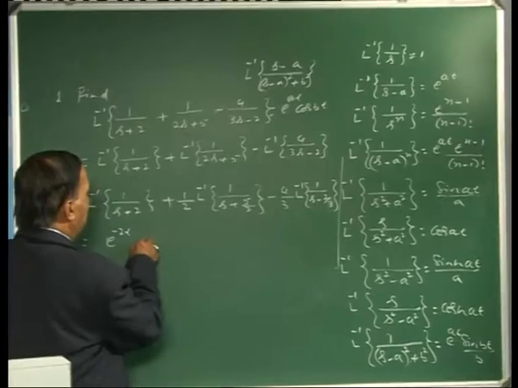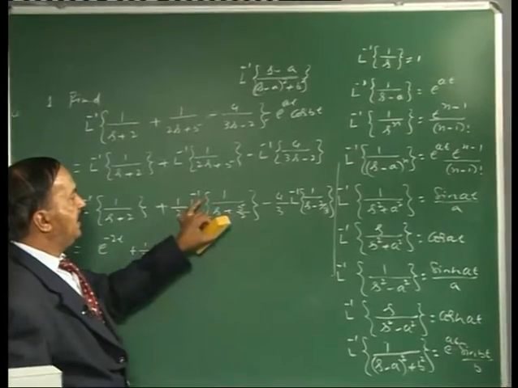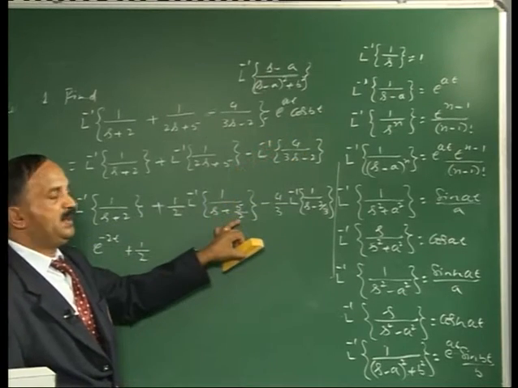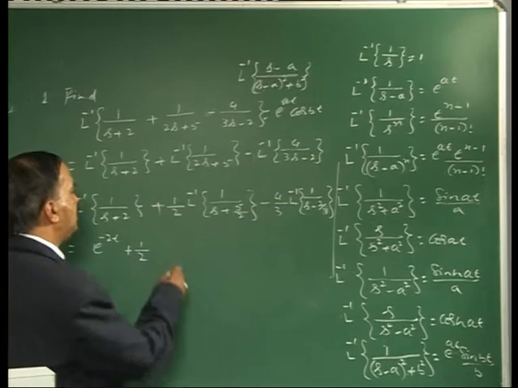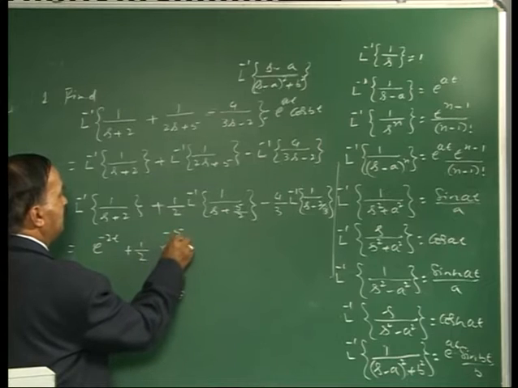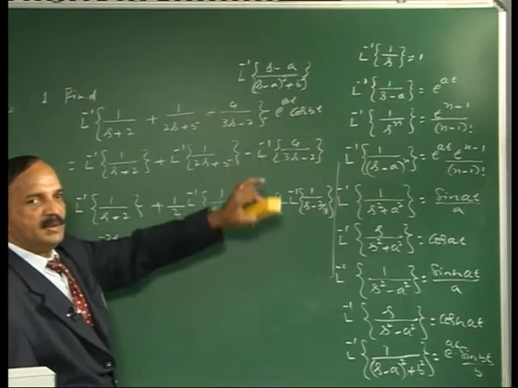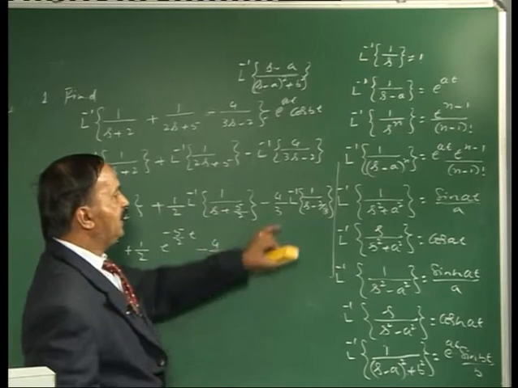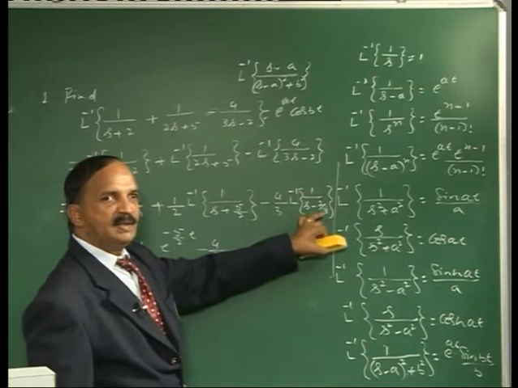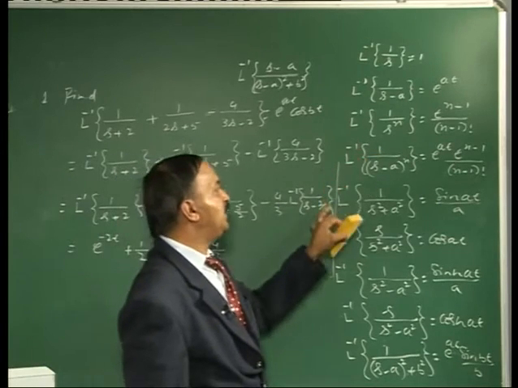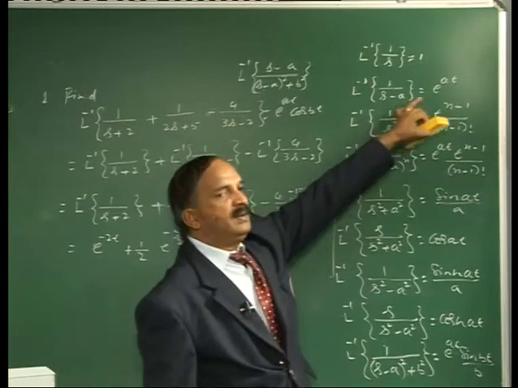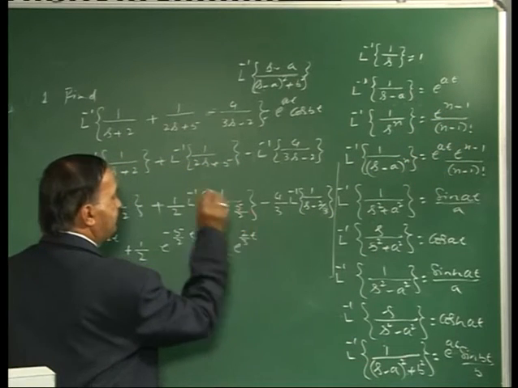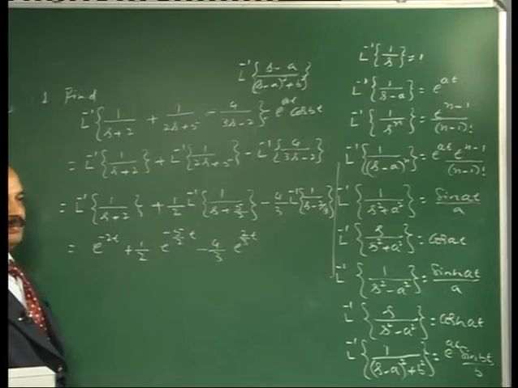Same type here, plus 1 by 2 into, again it is of the form L inverse of 1 by s minus a. Put a is equal to minus 5 by 2, you will get the answer. That means e to the power of minus 5 by 2 t, by putting a is equal to minus 5 by 2. Minus 4 by 3 into, so here it is of the form L inverse of 1 by s minus a, put a is equal to 2 by 3, you will get the answer. That means e to the power of 2 by 3 t. So this is the answer.